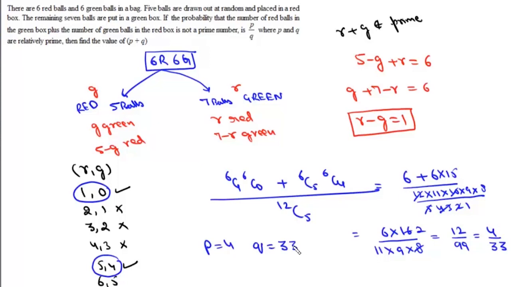Now we need to find the value of P plus Q. Now P plus Q in this case is 37 and that is the answer to this question.